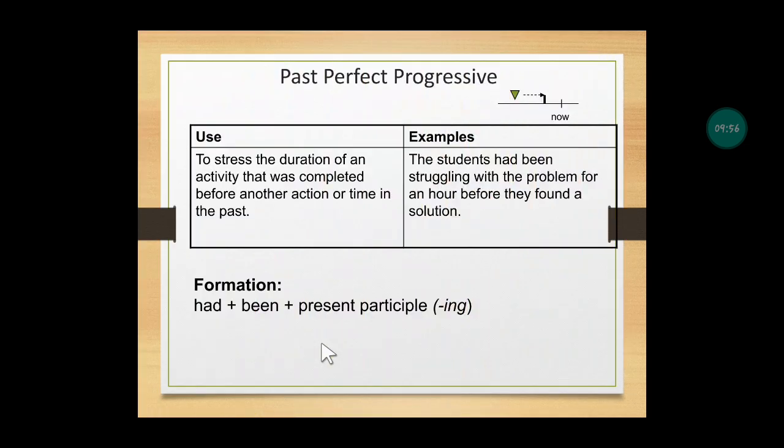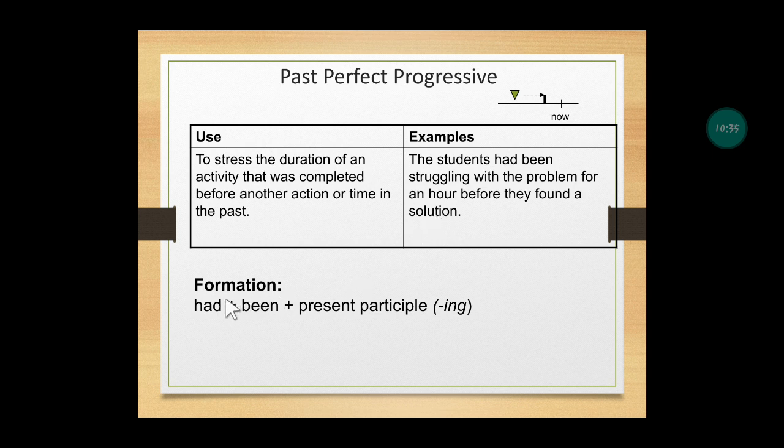Past perfect progressive. To stress the duration that has happened in the past and was completed before the action time. So to stress the duration of an activity that was completed before another action. The students had been struggling with the problem for an hour before they found the solution. So one is they were struggling, the other one is they had found the solution.